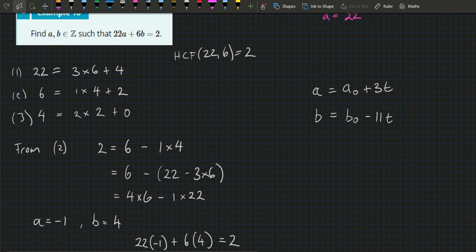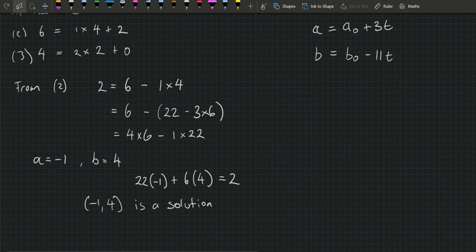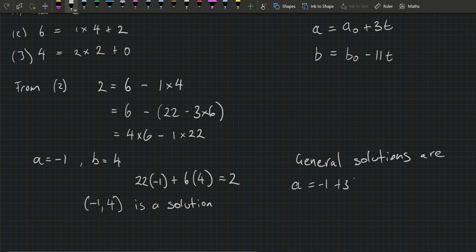And so if we sub back in our numbers, that means that our general solutions are: A is going to equal A naught, which is minus 1, plus 3 times t, and B will equal 4 minus 11t, and obviously t is in the integers, and so you've got infinite solutions that way.